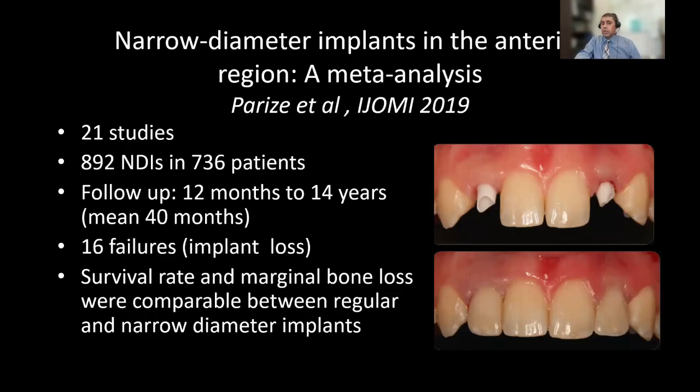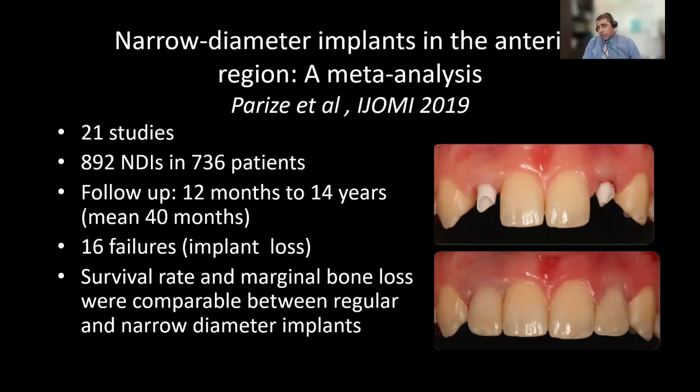So narrow diameter implants in the anterior region, this is a meta-analysis that looks at their survival and success. They looked at 21 studies in which they have 892 implants in 736 patients. They followed these patients from a year to 14 years with a mean of about 40 months. They had only 16 failures in which they have implant loss. So the survival rate and marginal bone loss were comparable to that of regular size implants.